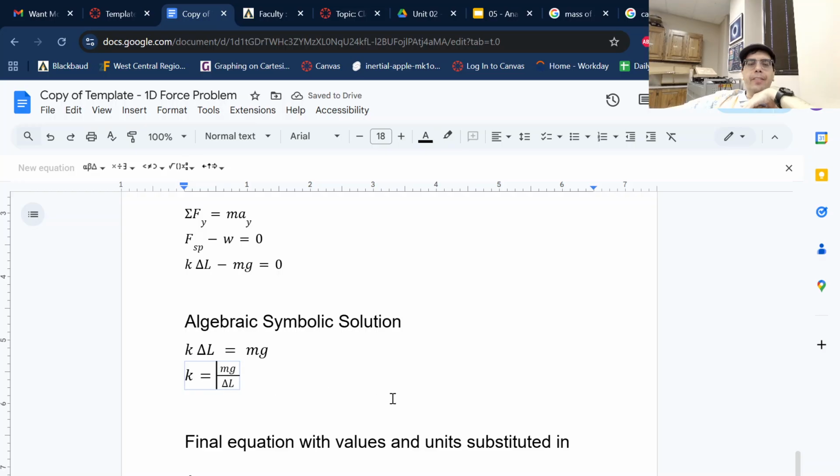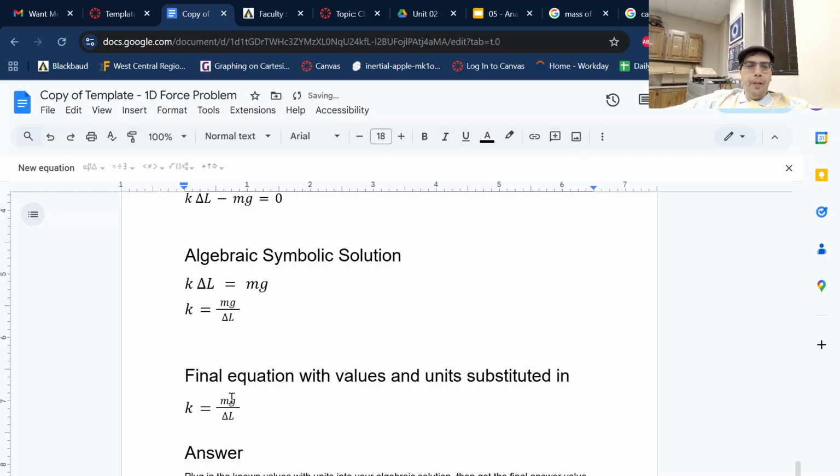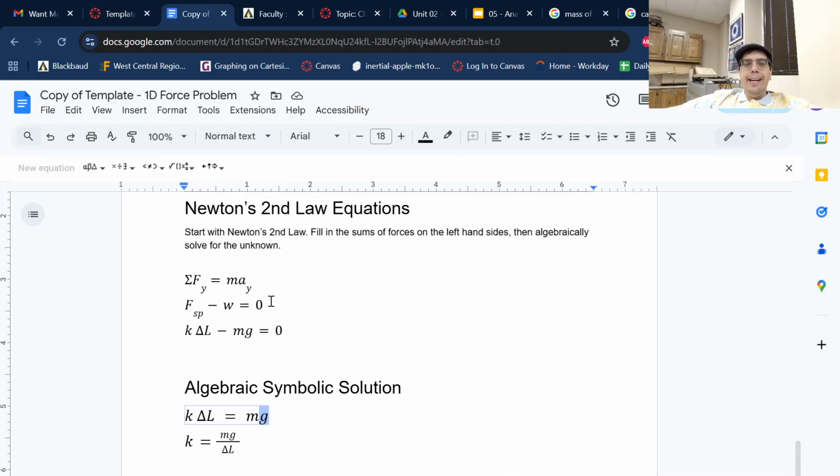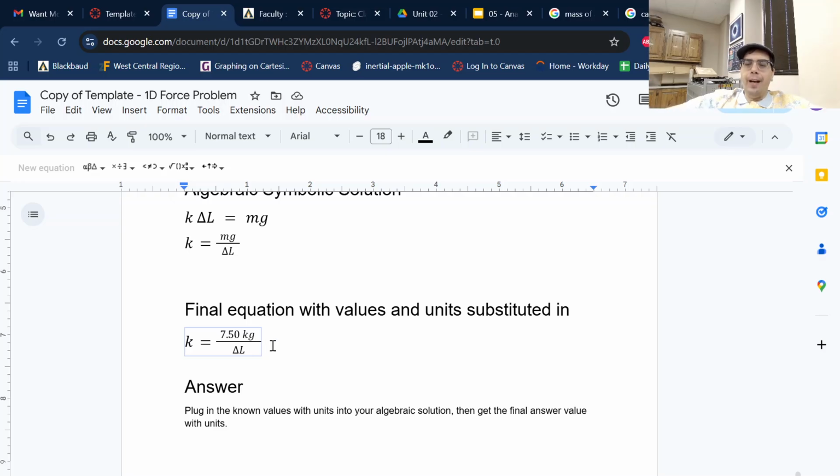Now everything on the right is something that we know. And so now we can plug in our values with units every time, right? So we know the mass was 7.50 kilograms. We know that g, remember in this equation, g is the magnitude of gravitational field strength. So it's the magnitude of the amount of gravity, so it's always a positive value. So we have 9.80 newtons per kilogram, I'm going to write it as. And then we divide by the amount of stretch, which is 0.125 meters.